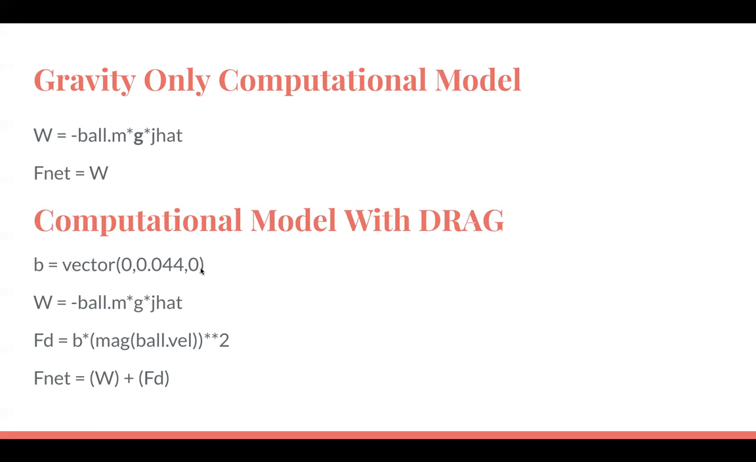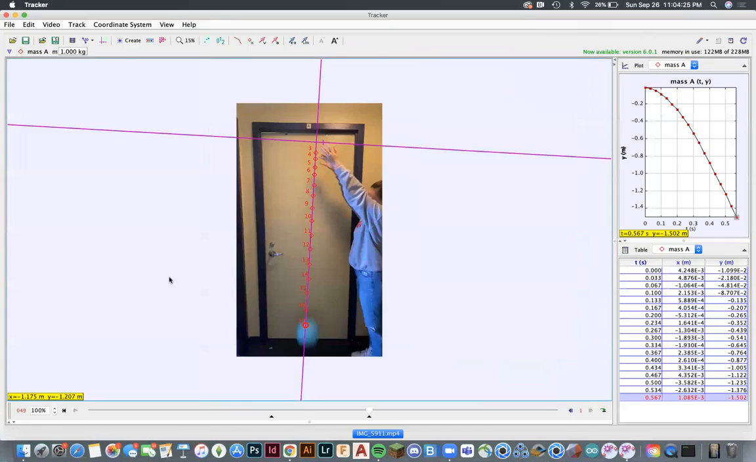And how I calculated that is I basically just plugged in a bunch of different numbers to try to get the ending position of the computational model to match the ending position of the observed model. And I'll show you my code.